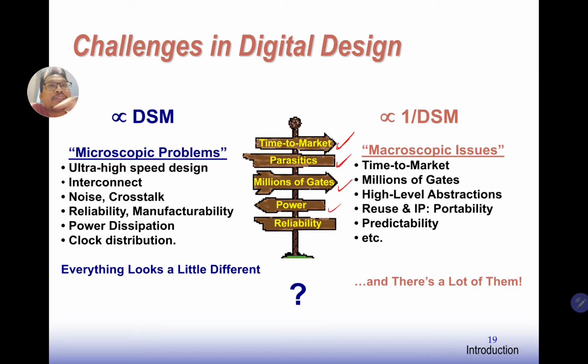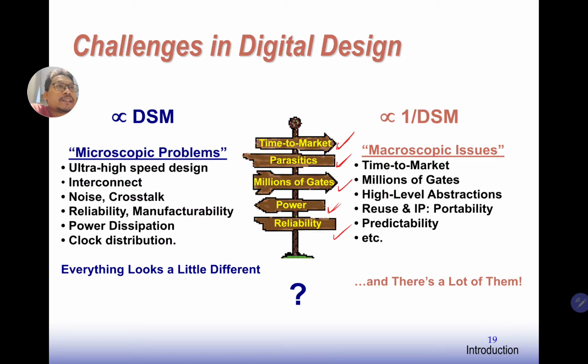Power is always an issue. Today it's more important. In fact, power is probably more important than delay. If you are doing mobile chips, then power is actually more important than delay. Reliability is another important one even today. How to make sure that your chip is actually reliable.